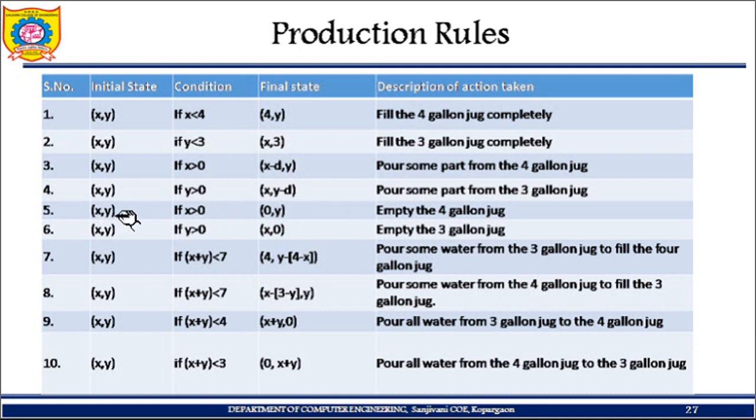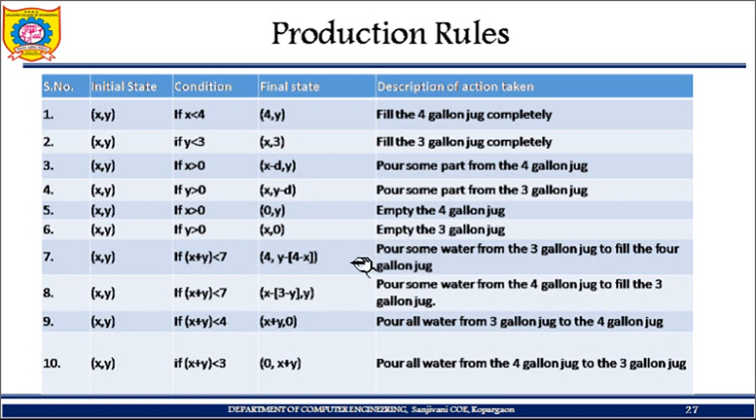Then (x, y): what is this? Empty the 4 gallon jug. What is the result of this production rule? My first jug becomes empty. Similarly, my second jug becomes empty.